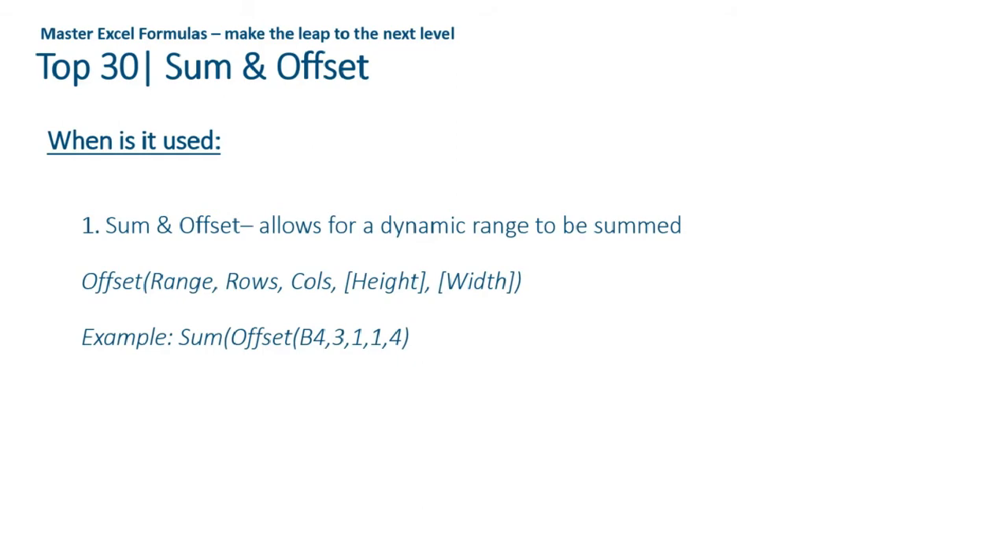This is more like a combination, really, because OFFSET is a formula that usually goes with other functions such as SUM or AVERAGE. So what does it do? Basically it allows for a dynamic range to be summed or averaged, etc. What is the structure of SUM with OFFSET? As you can see, we need to have a range reference, and then rows, columns, height, and width. You will see what I mean by all these things when I give you the example.